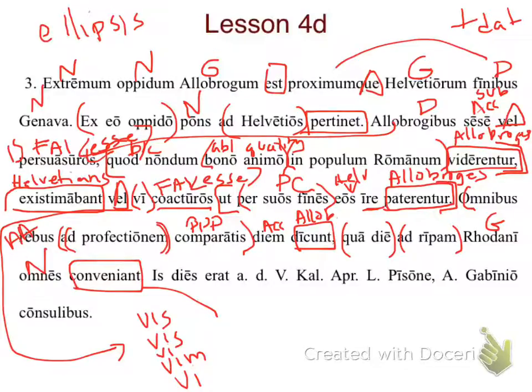Okay, that conveniant is one of those jussive subjunctives, like may, let us, or we may join at the bank of the Rhine. Then we got that this day was five days before the calends of April, which is the 28th of March. Okay, with Piso and Gabinius being consuls. So you could either put the 28th of March or 5 days before the calends of April.